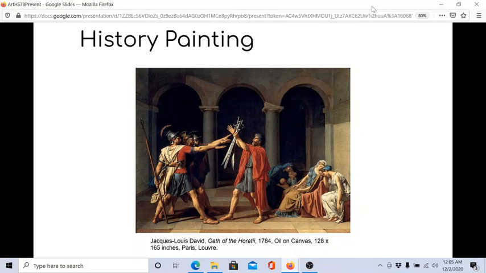So how is she history painting? At first glance, it's not so evident how she would be history painting, because history painting became this really concrete form between the 17th and 19th century, this kind of neoclassical painting where it's really grand style, depicting historical events in dramatic narrative fashion, with lots of figures, typically.